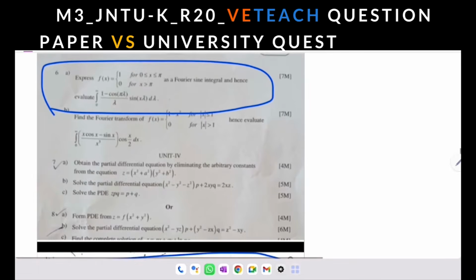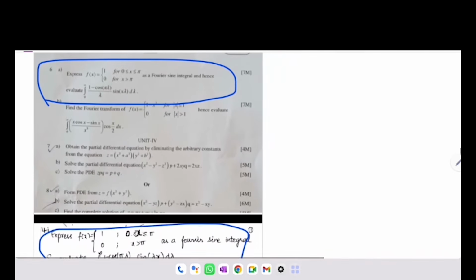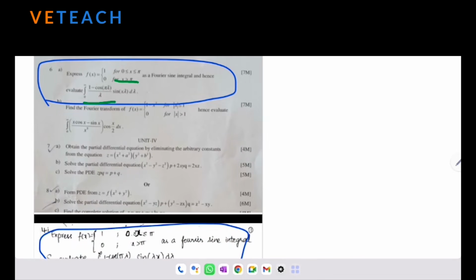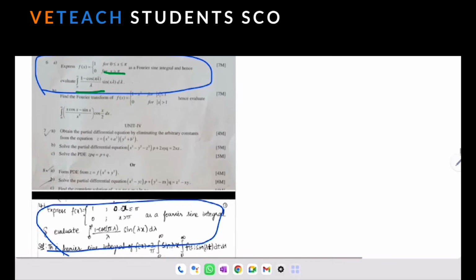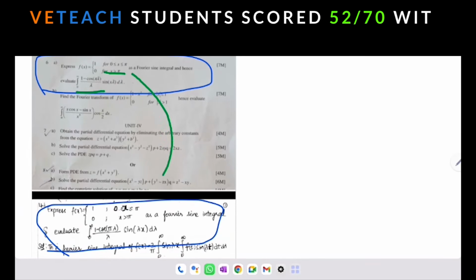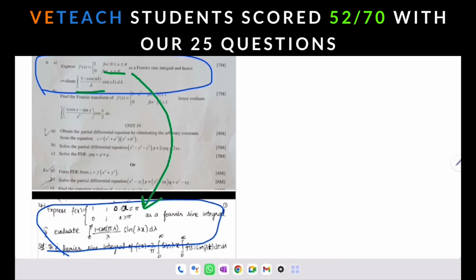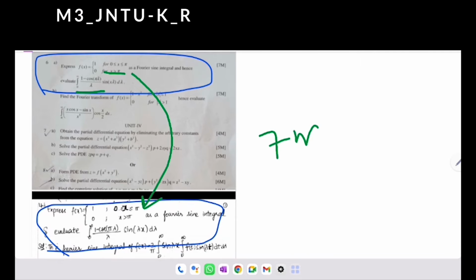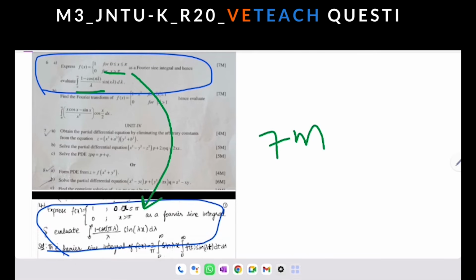Next question, to find out the Fourier sine integral of the given function and hence evaluate. I am minimizing it for you to easily compare. If you see, the same numericals have been repeated exactly. So it is also the same question. 7 marks are of the same numericals, no change in numericals also.